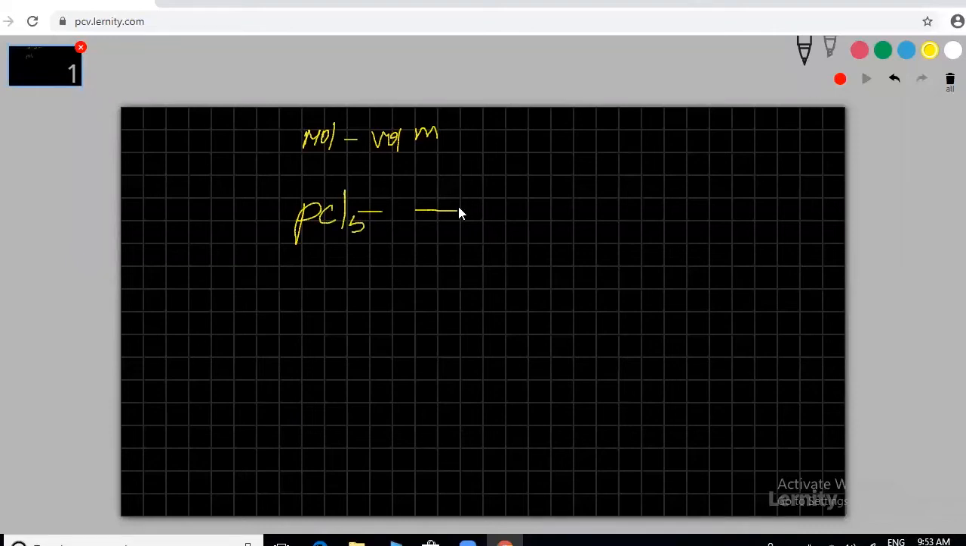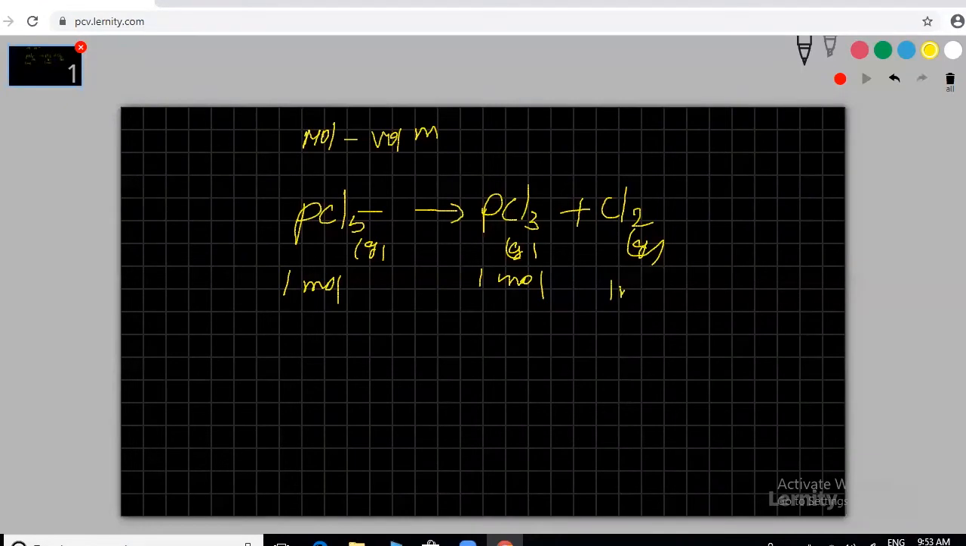PCl5 gives rise to PCl3 plus Cl2. These are gas states. Here 1 mole, here also 1 mole. We are measuring at STP conditions. At STP, 1 mole is equal to how much? 22.4 liters volume. So if this is 1 mole, in terms of volume it is 22.4 liters. This is also 22.4 liters.